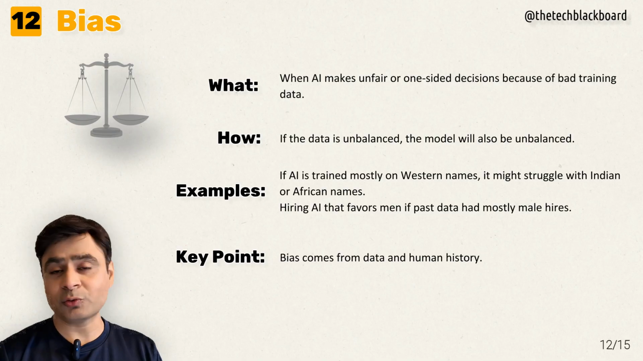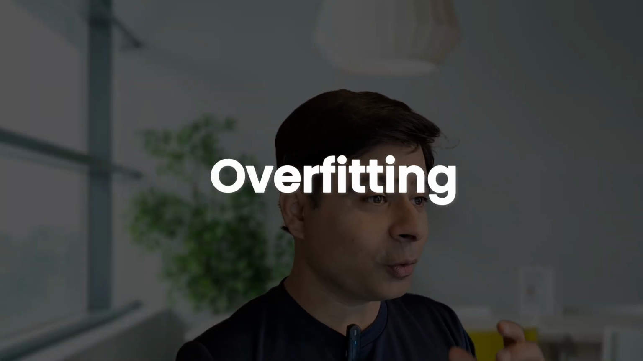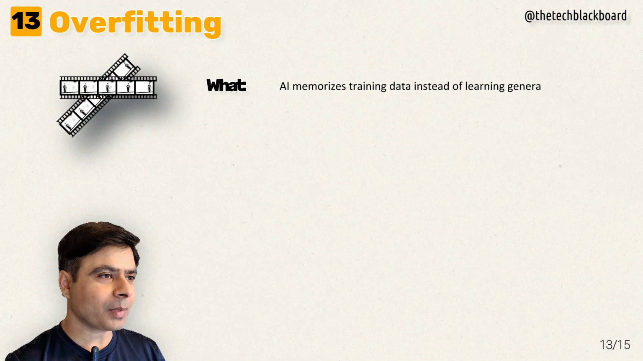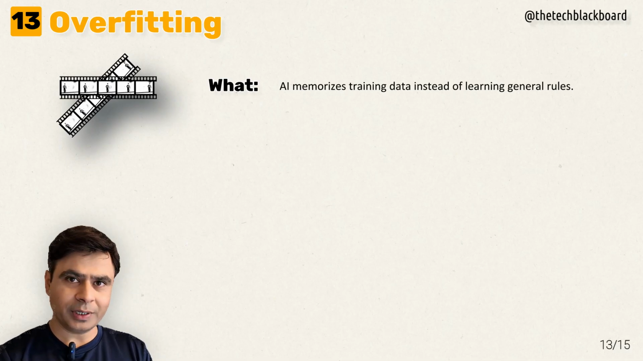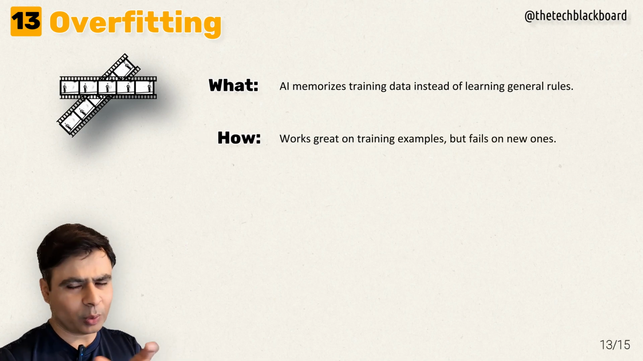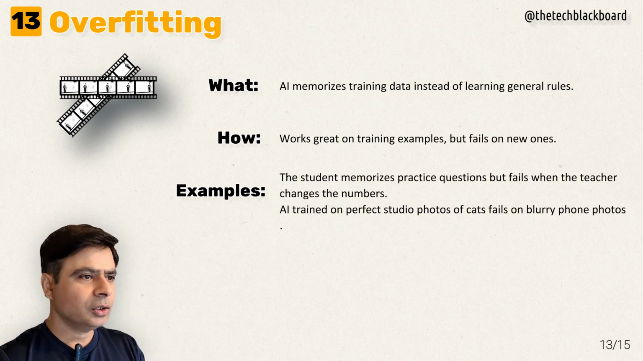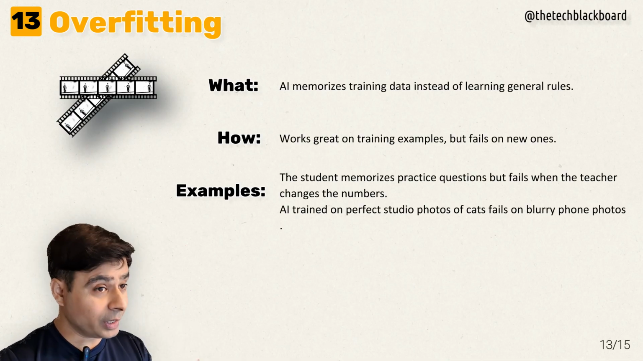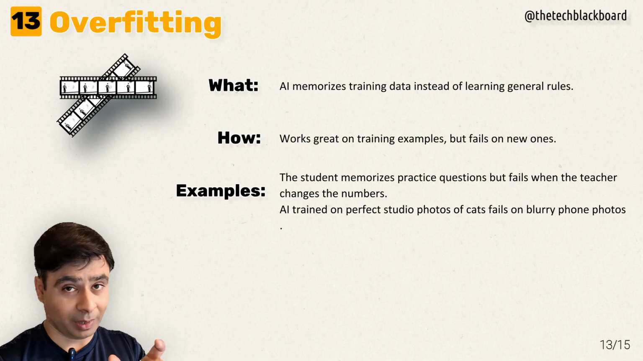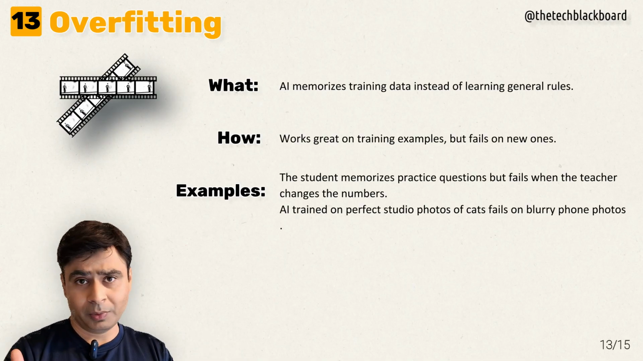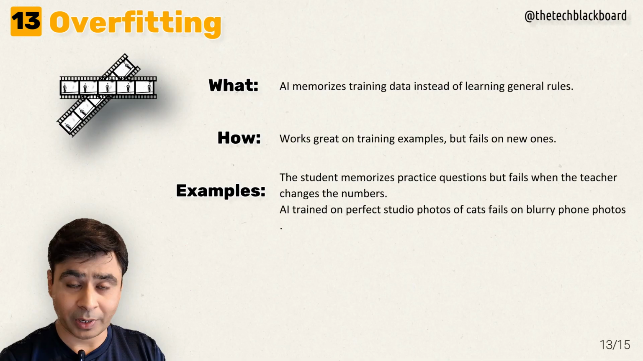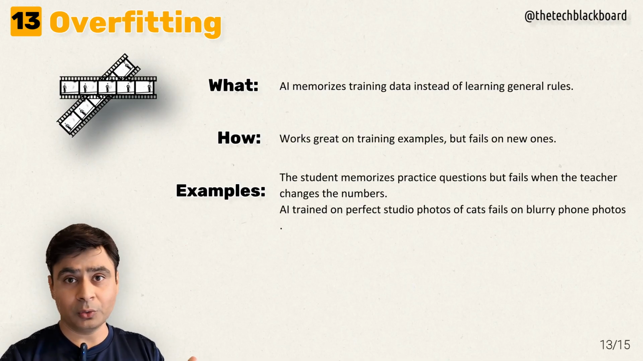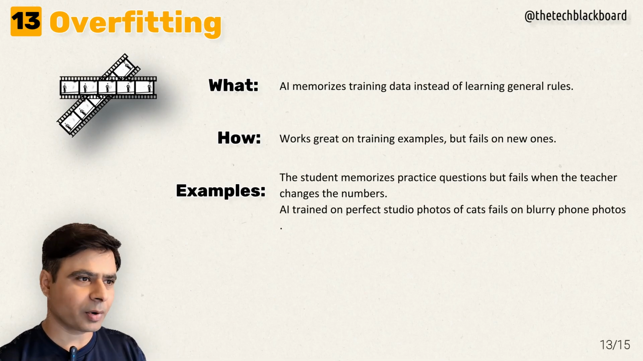And that brings us to a very interesting term, that is overfitting. Overfitting, my friends, is actually when AI memorizes training data instead of learning the general rules. A little hard to understand, so let me give you an example. Let's say a student memorizes a practice question, but fails when the teacher changes the number. You memorize that 2 plus 2 is 4, but when you were in the real exam, the numbers were changed. Now it's like 22 plus 22, and then you fumbled. That happens when the AI tries to memorize the results.